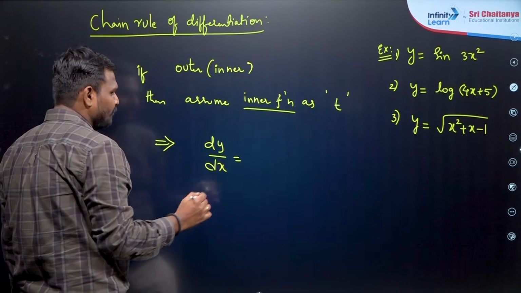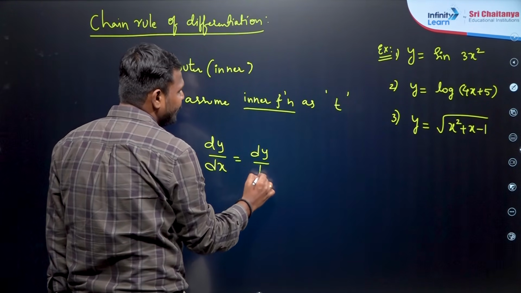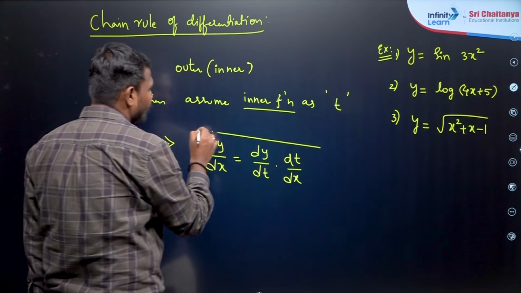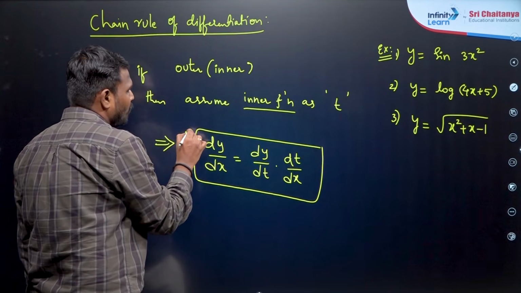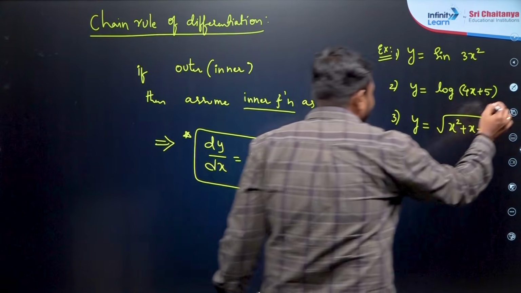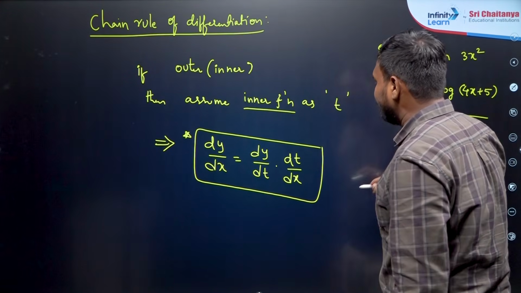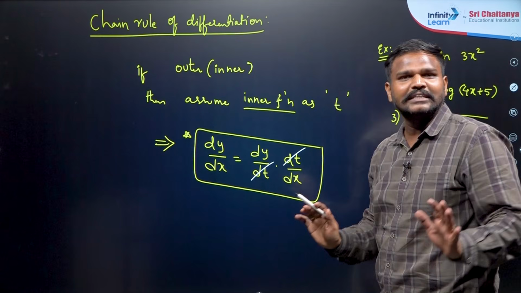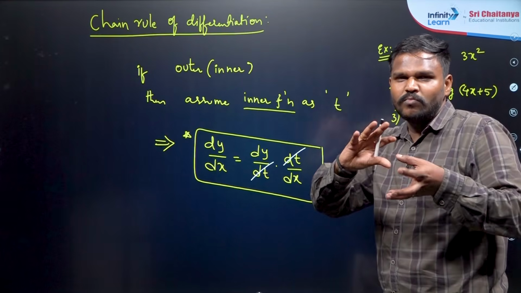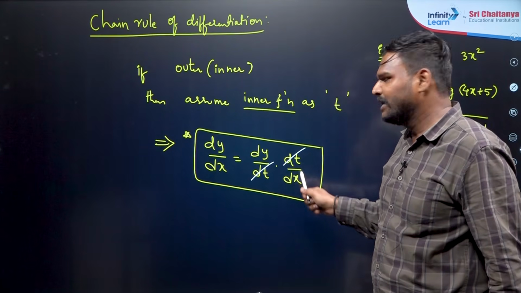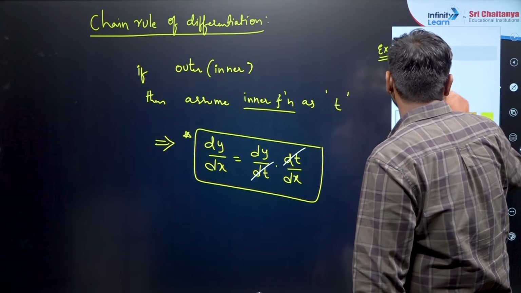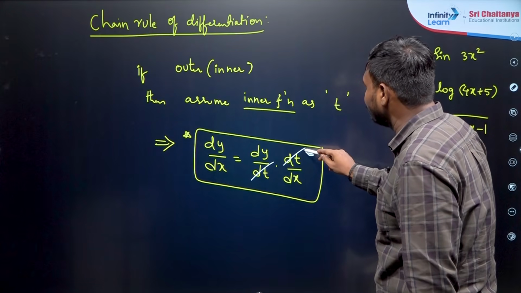So dy by dx can be written as dy by dt into dt by dx. This is the method of how we solve such type of questions. Why? Because in mathematics, whenever you multiply and divide the same quantities, nothing should change. Dy by dx is still equal to dy by dx. But we have modified how we write. Instead of dy by dx, we are writing dy by dt into dt by dx. So what difference will it bring? Let us focus.